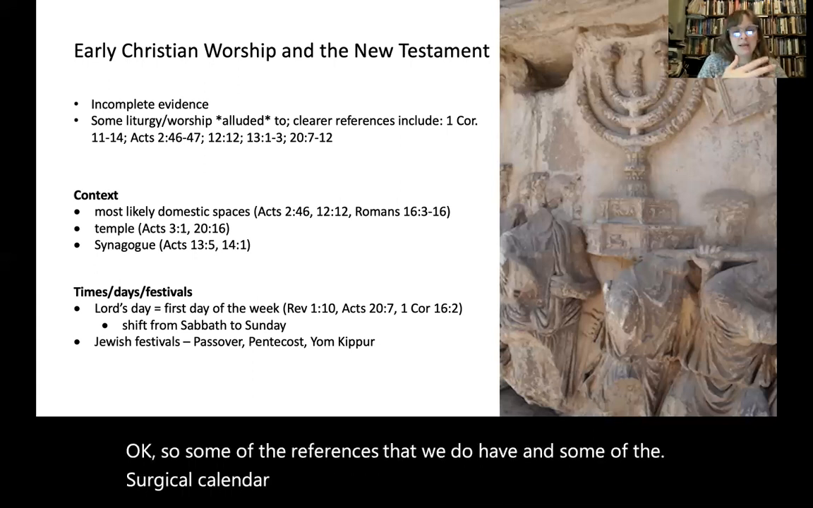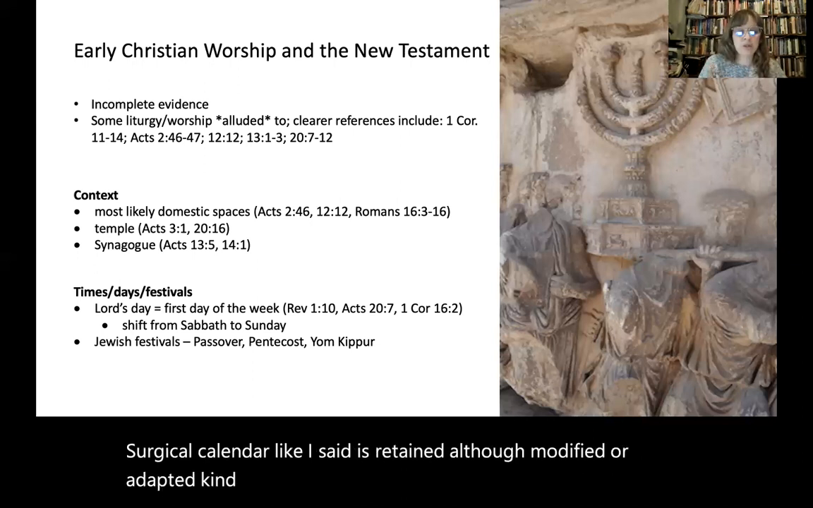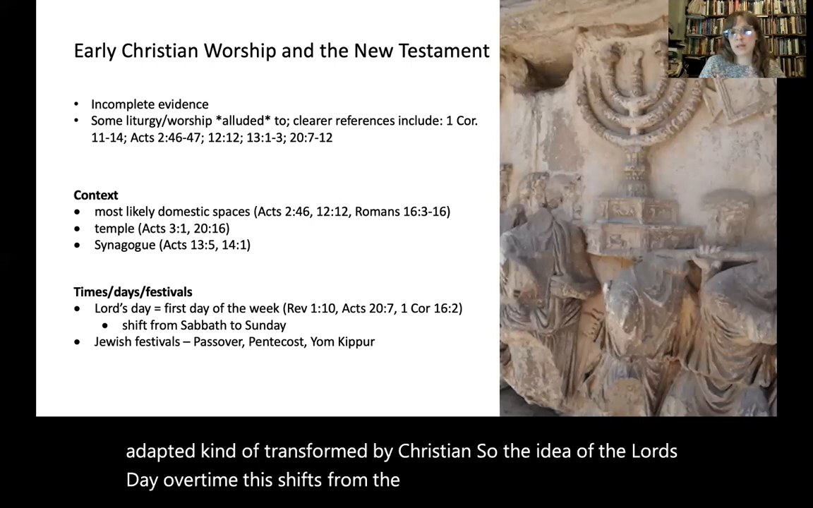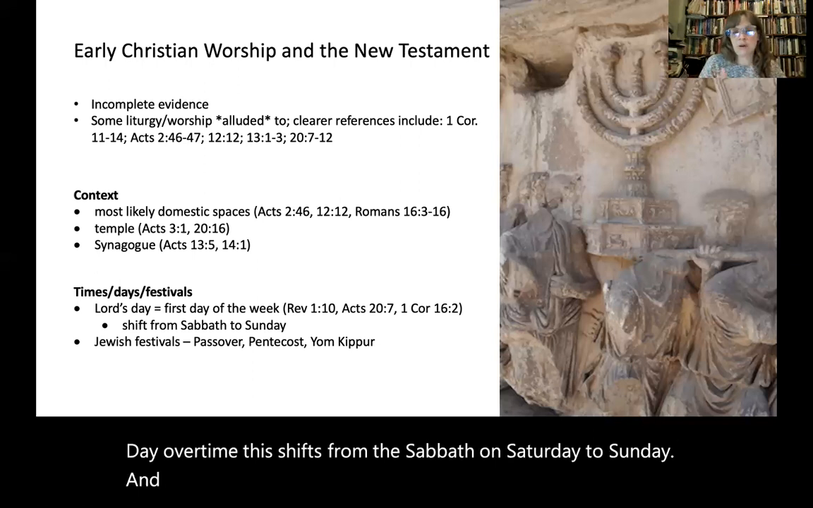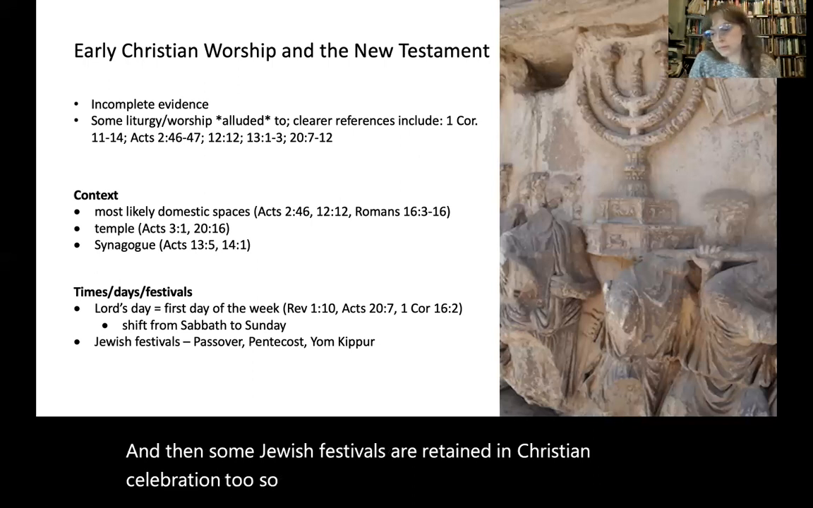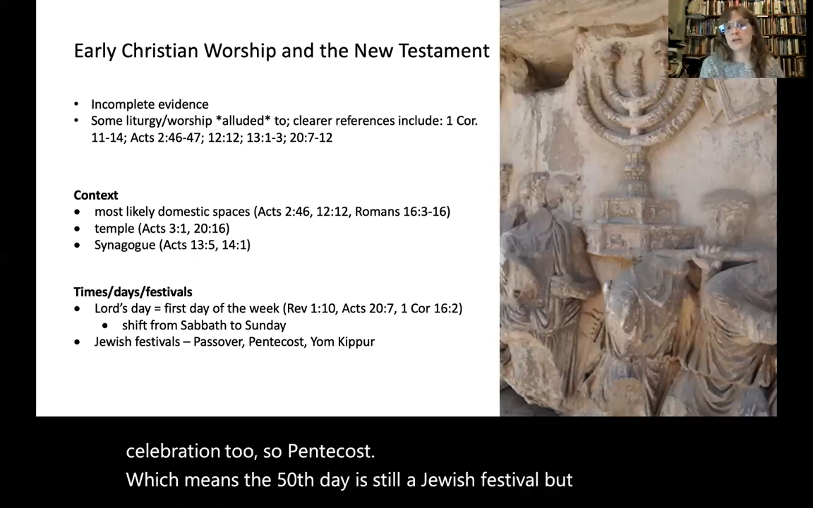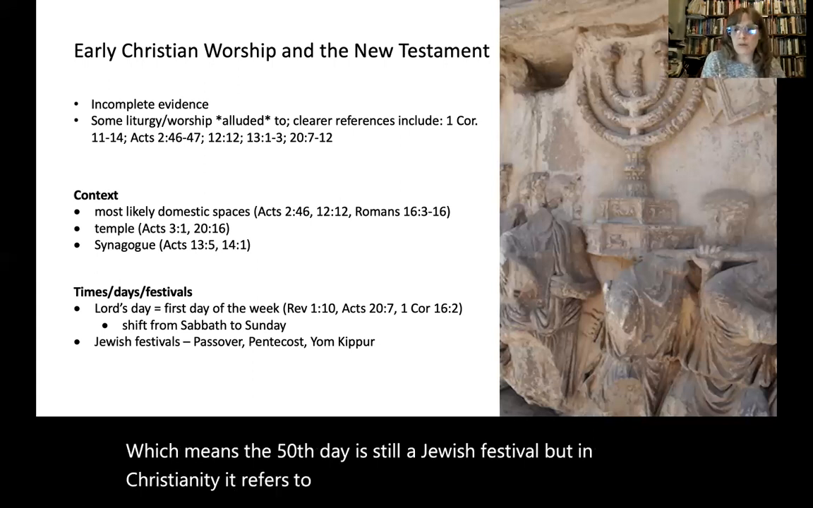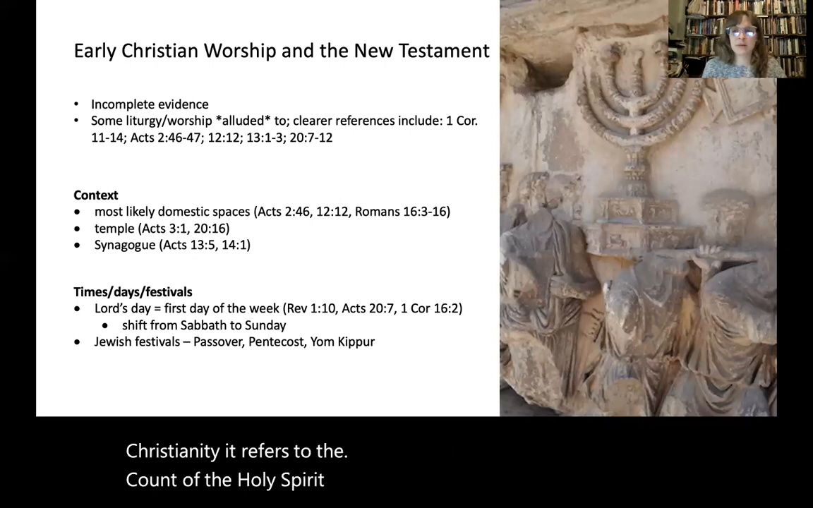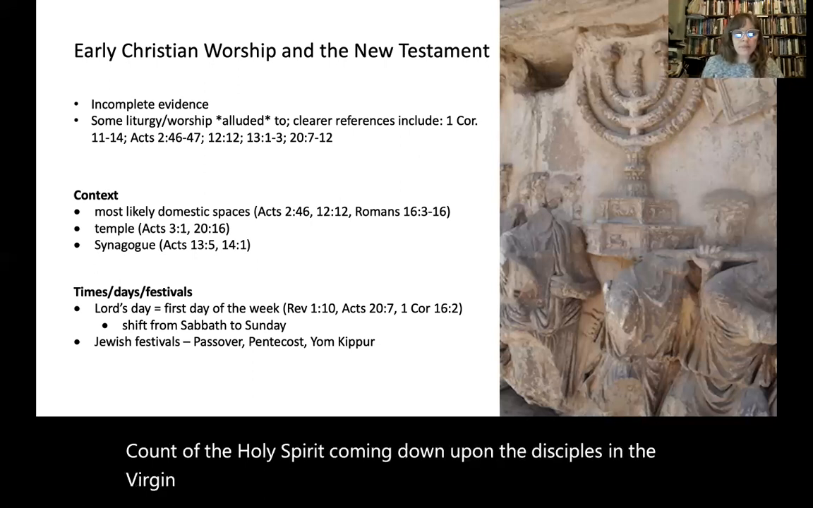Okay, so some of the references that we do have and some of the liturgical calendar, like I said, is retained, although modified or adapted, transformed by Christians. So the idea of the Lord's Day, over time, this shifts from the Sabbath on Saturday to Sunday. And then some Jewish festivals are retained in Christian celebration too. So Pentecost, which means the 50th day, is still a Jewish festival, but in Christianity it refers to the account of the Holy Spirit coming down upon the disciples and the Virgin Mary.